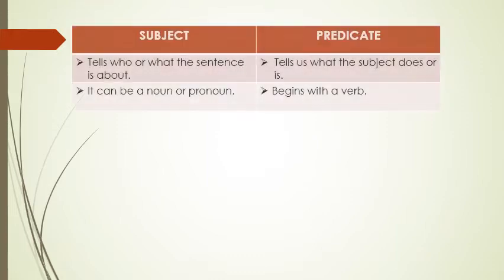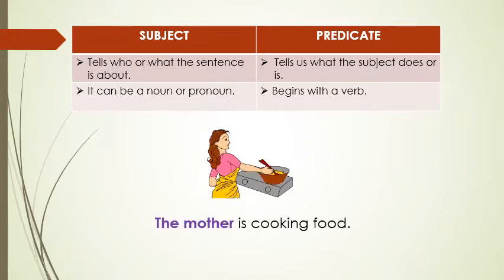Let's understand what is a subject and a predicate. Subject. A subject tells who or what the sentence is about. It can be a noun or pronoun, whereas a predicate tells us what the subject does or is. It generally begins with a verb. Let's see the same example. The mother is cooking food. As we know, every sentence has two parts. So, this sentence has also two parts. One is subject, whereas the other is predicate.